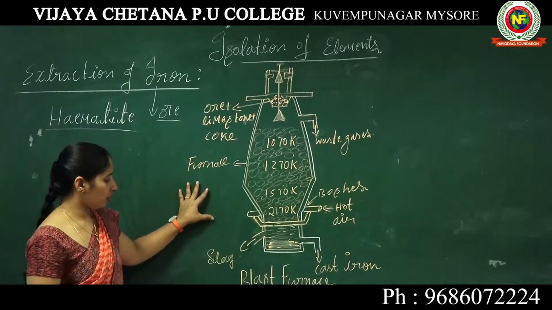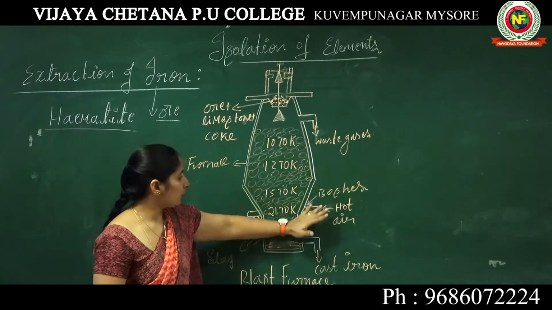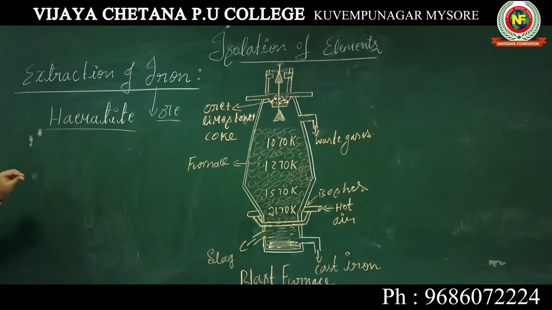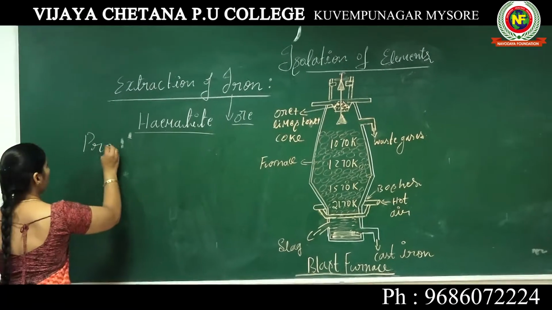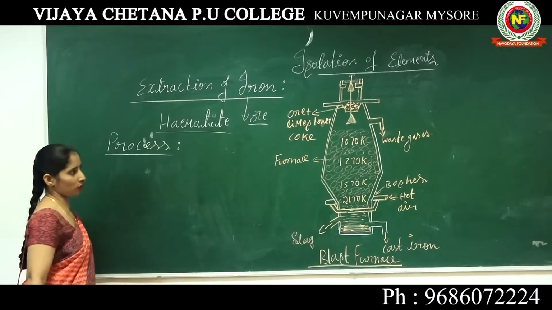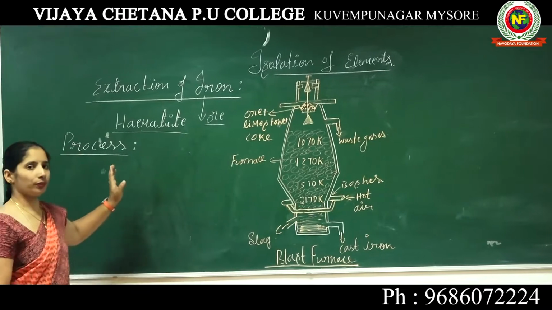So this is a blast furnace. This is how it is arranged. Now, as I told, the first step is the process. So in the process, what do we have to do?